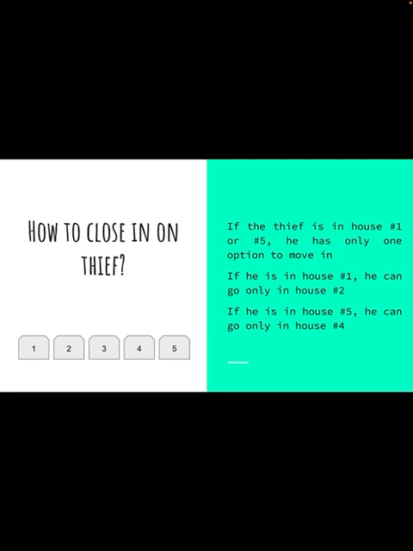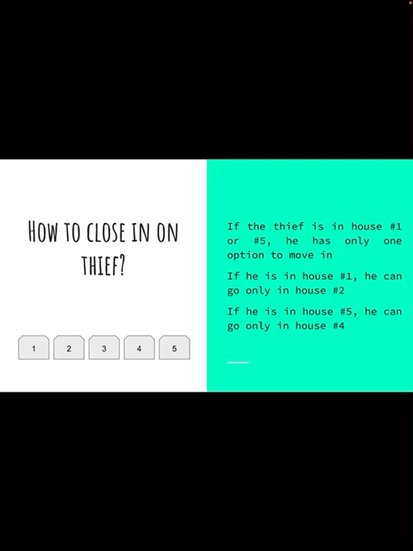If the thief is in one of the corner houses, for example 1 or 5, then we know that the thief has only one option to move. If he is at 1, he can only go to 2. If he is at 5, he can only go to house number 4. Now by knowing this, we can close in on the thief such that if we know that the thief is at 1, after some checking, we can know that the next day we would find the thief at number 2, and maybe we can catch the thief. So that's how we're going to close in on the thief in this problem.